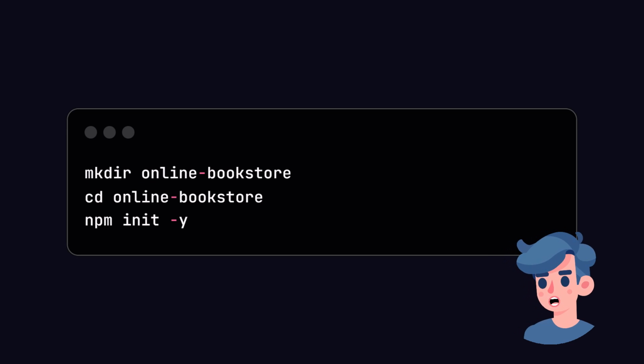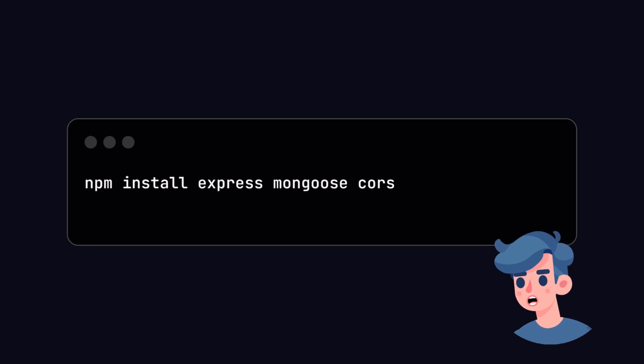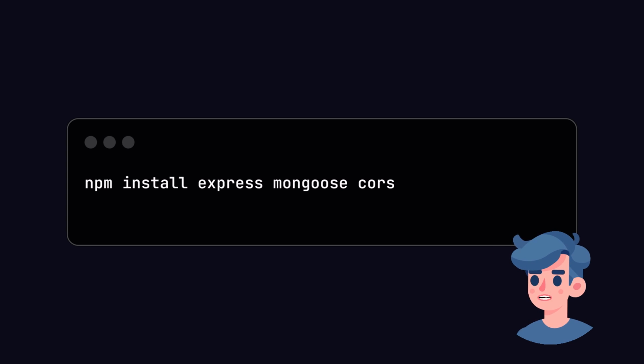Next, let's create a new directory for our application. Open your terminal and run the following commands. The command npm init creates a package.json file with default settings, allowing us to manage our project's dependencies. Now, let's install the necessary packages. We'll need Express for our web server, Mongoose to interact with MongoDB, and CORS for handling cross-origin requests.